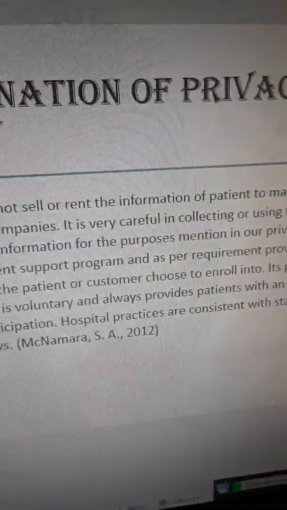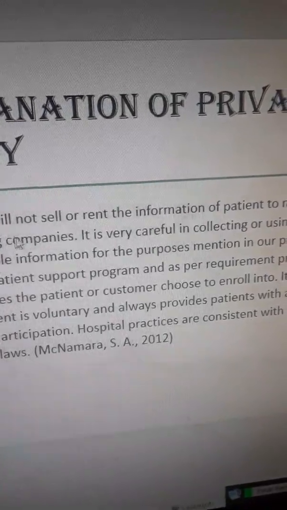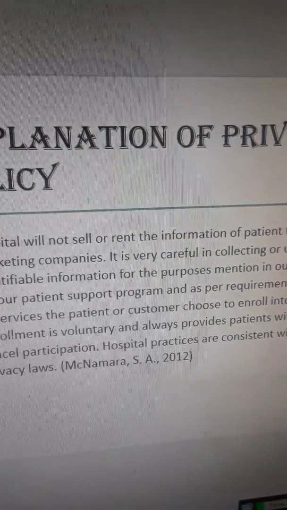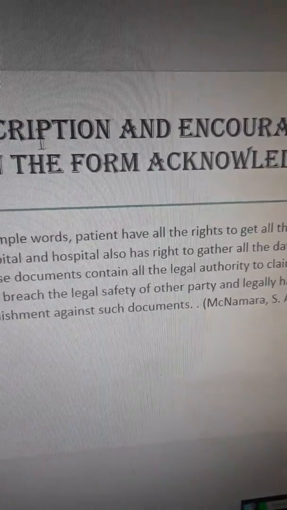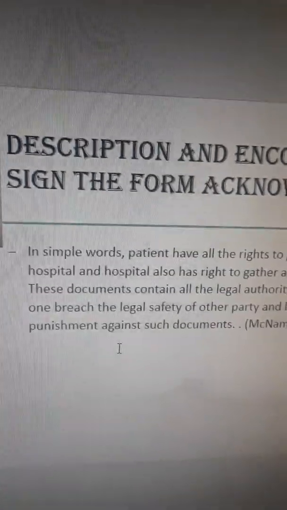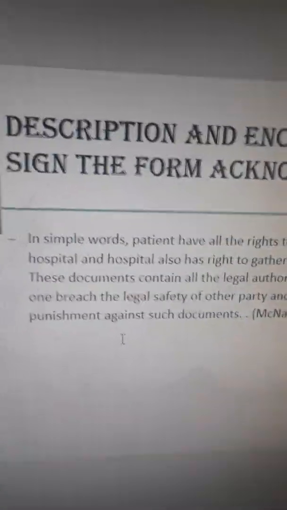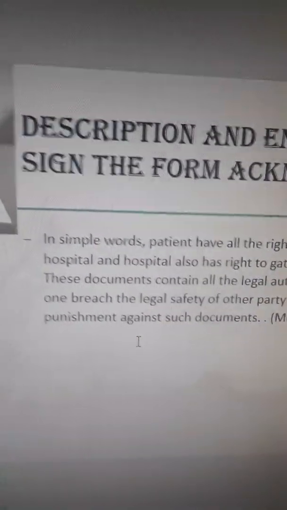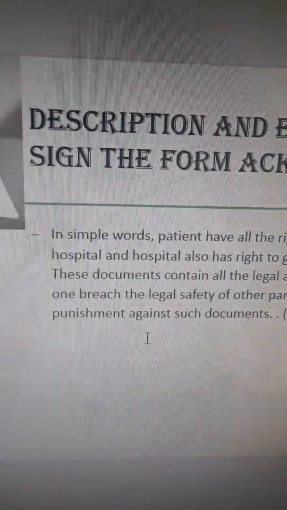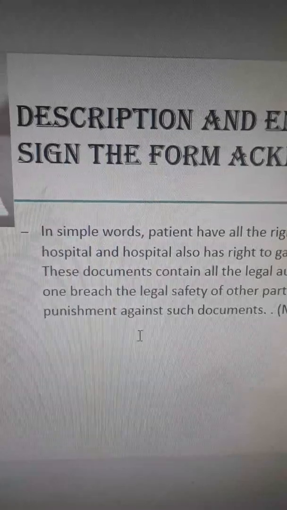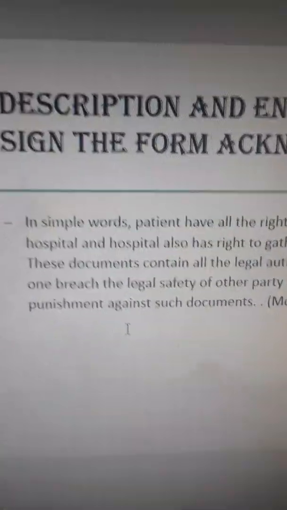I'm going to go ahead and explain my other slide, which is the explanation of privacy. This means that the patient's information is meant to be kept private from others. The next slide is descriptions and encouragement to sign the form of acknowledgement receipt. After explaining to the patient what to expect from the hospital, you have to make the patient sign an acknowledgement, which means the patient understands all your information and the environment he or she is getting into.